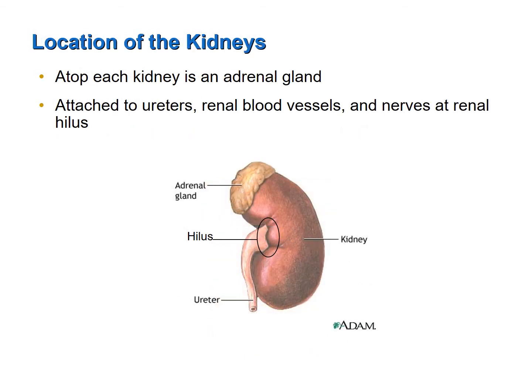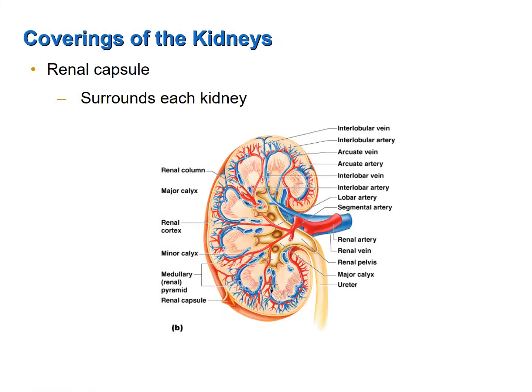You know from the endocrine chapter that the kidney wears the adrenal gland like a hat, and at a location called the hilus, the ureters, the renal blood vessels, and also nerves that innervate the kidney are attached. The kidney is surrounded by a transparent fibrous layer called the renal capsule, and it gives the kidney a glistening appearance. A mass of adipose tissue surrounds the kidney and holds it in place.